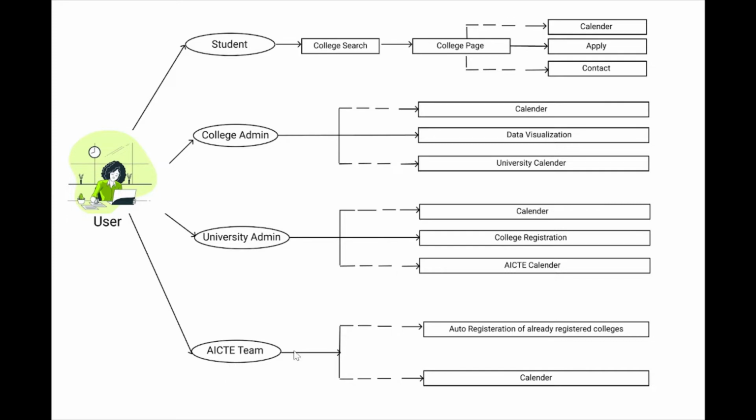Now, moving on to the AICTE team, the AICTE team could directly auto register already registered colleges. Meaning if you have a very large database, it's not a scalable solution to manually add each and every college to our system. So if you have a large database, just by one click of a button, all the colleges would get registered from the database of AICTE.